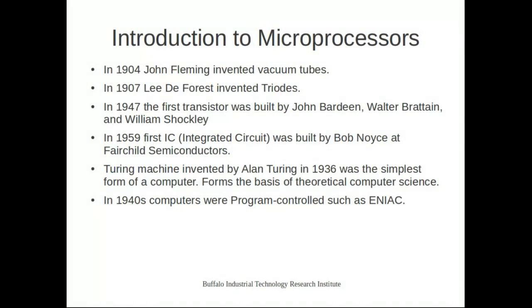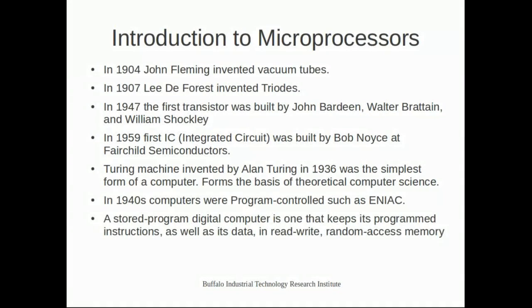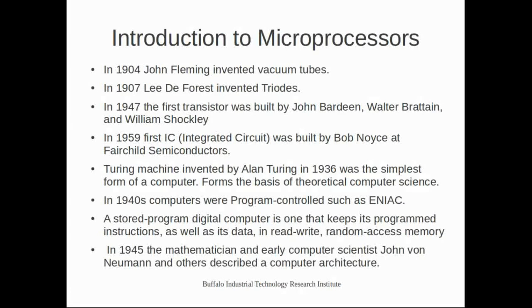They were called program control computers. One such computer is ENIAC, which was built using vacuum tubes and occupied a whole room. To program the computer, one had to actually rewire the computer, and to do something else they had to do that wiring all again. A new model of stored program digital computer that keeps its programmed instructions and data in memory was proposed. In 1945, the mathematician and early computer scientist John von Neumann and others described a computer architecture which was based on the stored program digital computer model.